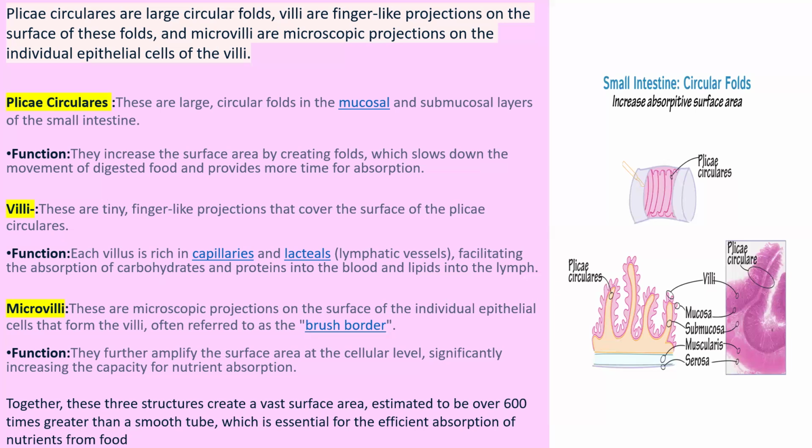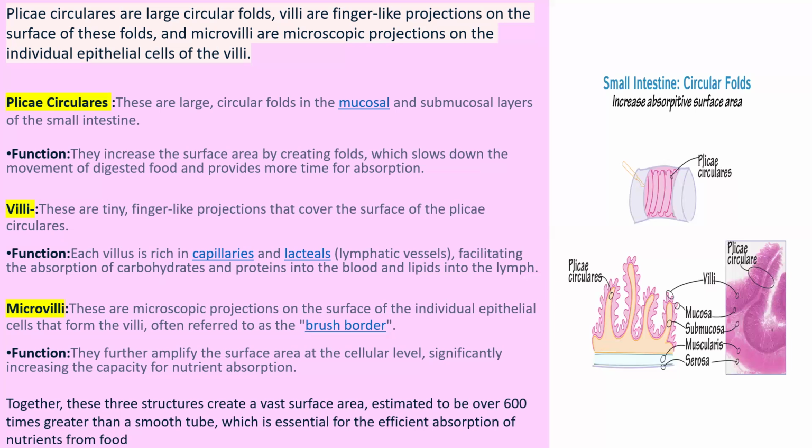Then there is the presence of microvilli also. Microvilli are microscopic projections on the surface of the individual epithelial cells that form the villi, often referred to as the brush border. This is the reason it is known as brush border. Brush border means microvilli. Its main function is to increase the surface area at the cellular level and significantly plays an important role in increasing the surface area for nutrient absorption.